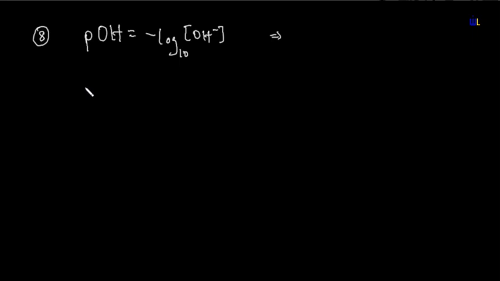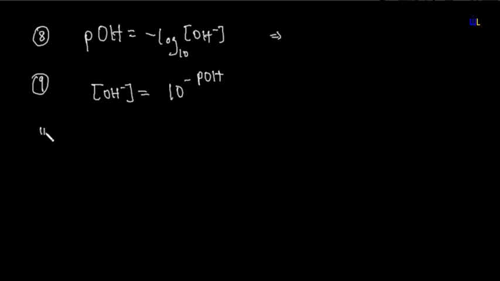So why did I say this? Before we get to that, let's talk about point 9. Point 9 will now mean that if you are asked to find the concentration of hydroxide ion, it is going to be 10 raised to the power minus pOH. You agree, right?